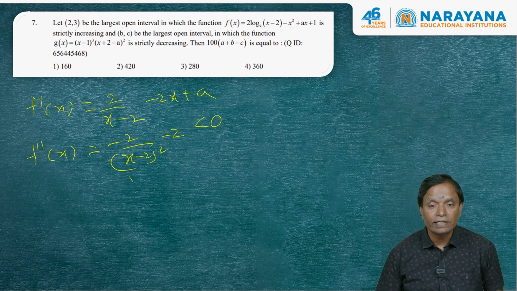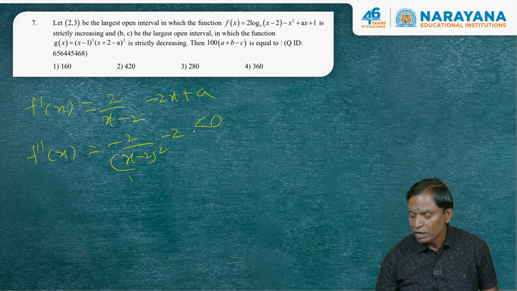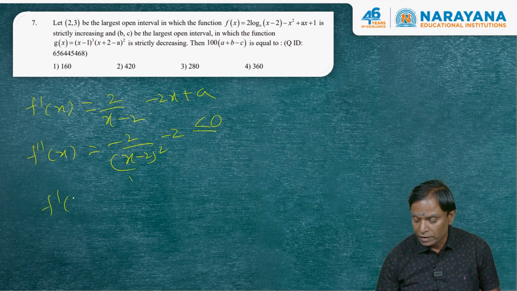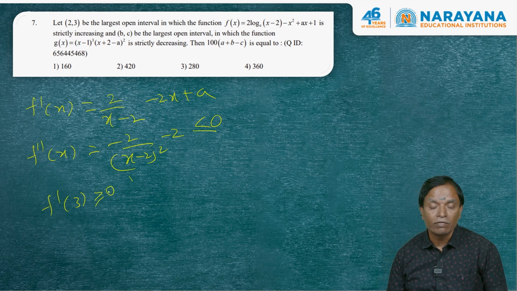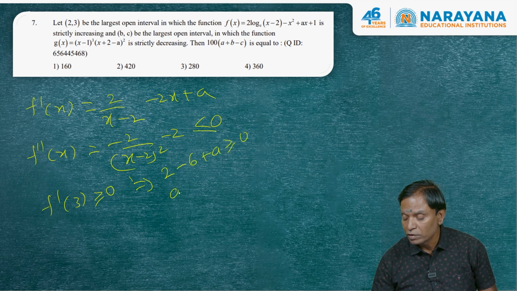f''(x) is less than 0 means your f'(x), whatever is there, it is a decreasing function. Got it? f'(x) is a decreasing function, or you can say it is a non-increasing function in that interval. So which gives you f'(3) must be greater than or equal to 0, which gives you 2 - 6 + a must be greater than or equal to 0, a must be greater than or equal to 4, which implies the minimum value of a is 4.